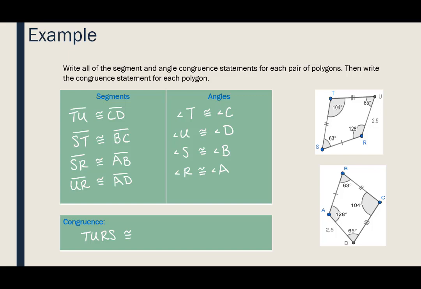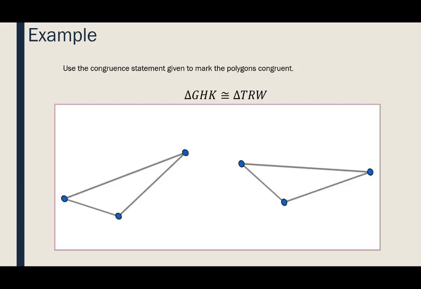This is the part that matters because order matters. Angle T is the first one on my top polygon, so it needs to be the first one I list on the bottom polygon. T is congruent to C, and then go down the line. U is congruent to D, R is congruent to A, and S is congruent to B. So that would be one congruent statement that I could write.